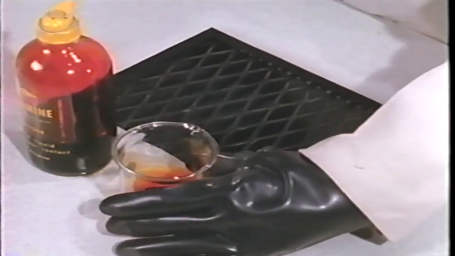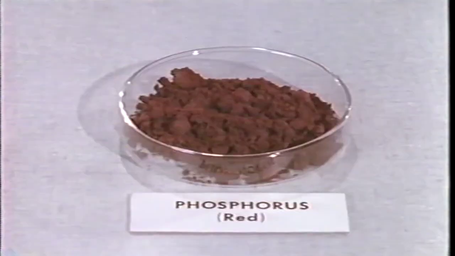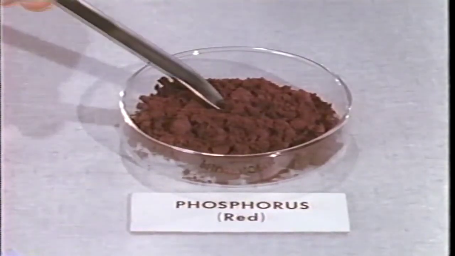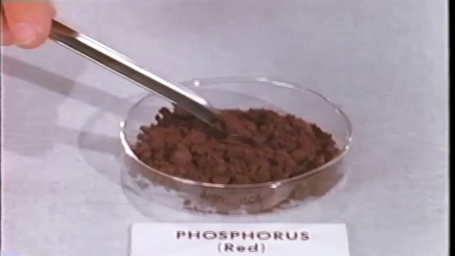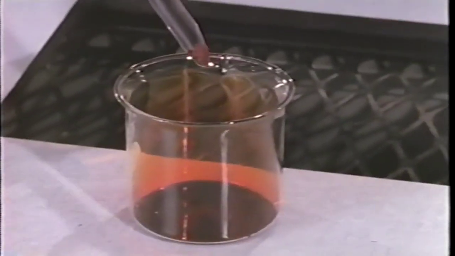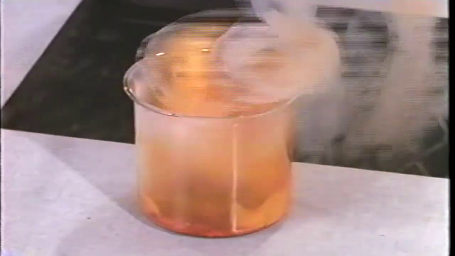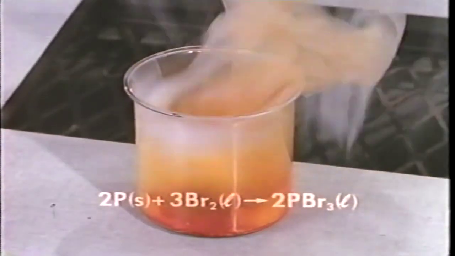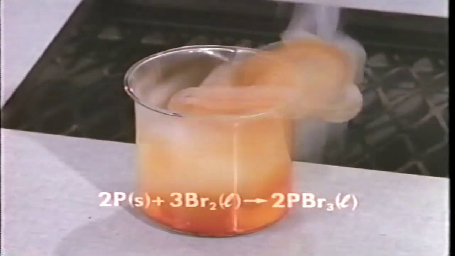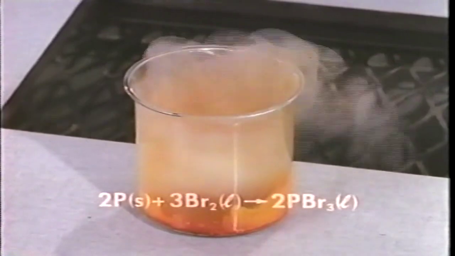How does bromine react with some common elements? First, we try nonmetallic red phosphorus. The product of the reaction is phosphorus tribromide. The heat generated causes fumes.